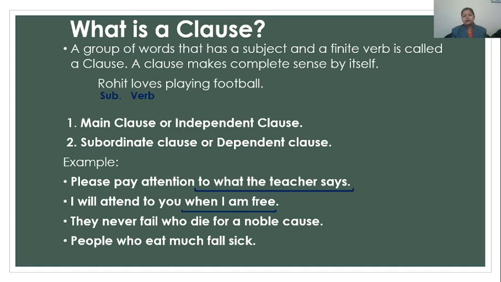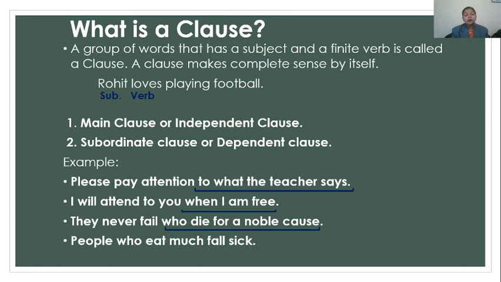The next sentence is, they never fail who die for a noble cause. Who die for a noble cause. It is beginning with the word who. And this who is telling that yes, it is having a connection with some more information. It is following some more words, some more information. And that is why this is a dependent clause, and it is depending on they never fail. So this they never fail is my independent clause. Clear? It is my main clause.